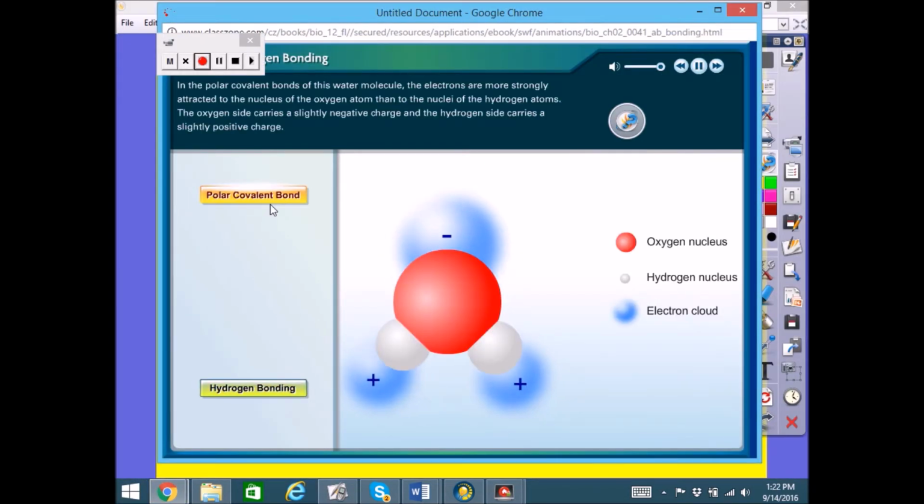In the polar covalent bonds of this water molecule, the electrons are more strongly attracted to the nucleus of the oxygen atom than to the nuclei of the hydrogen atoms. The oxygen side carries a slightly negative charge, and the hydrogen side carries a slightly positive charge. So again, the polar covalent bond is right here holding it together. And we have that negative cloud on the oxygen, and we have the positive clouds on the hydrogen. That's polar covalent. Now let's learn about hydrogen.